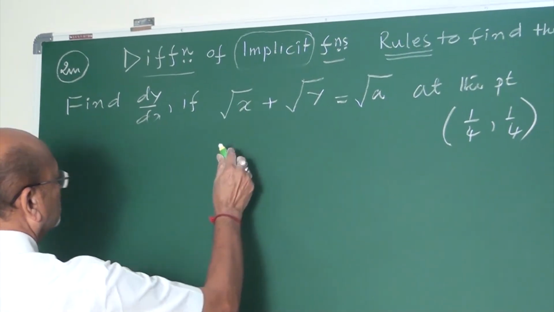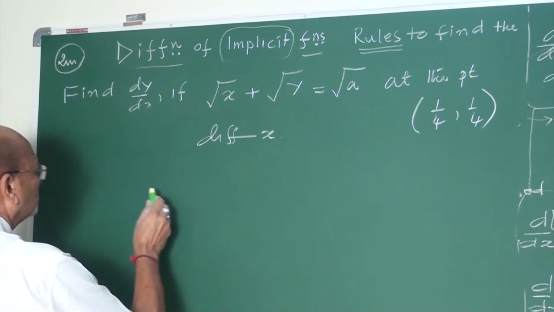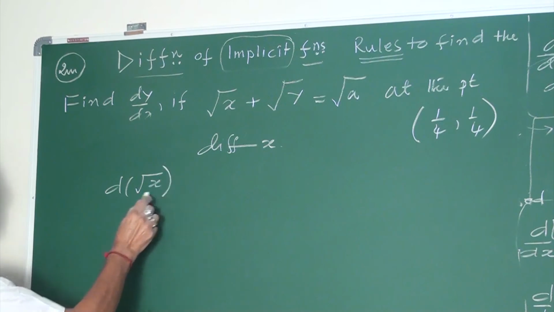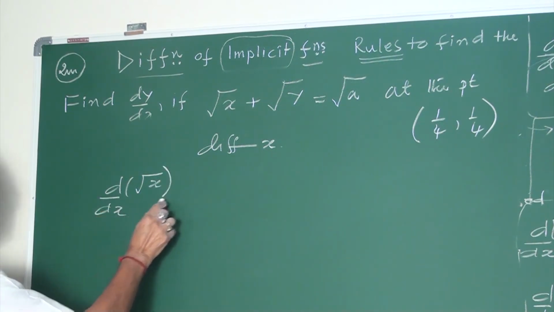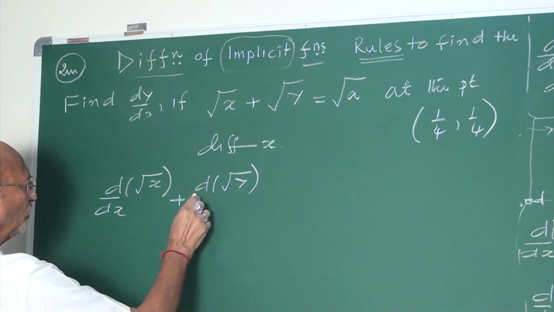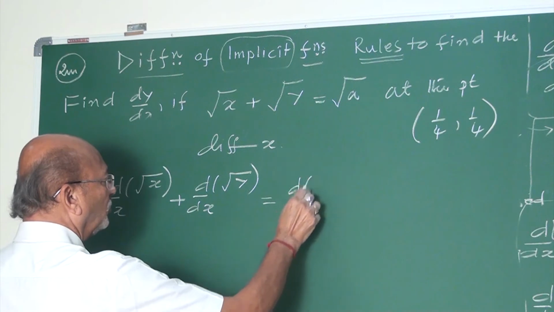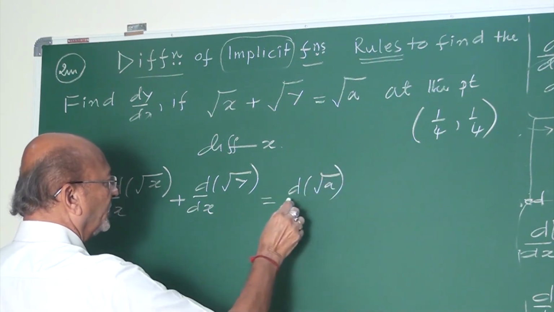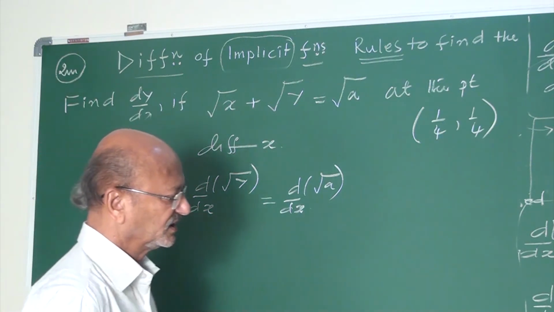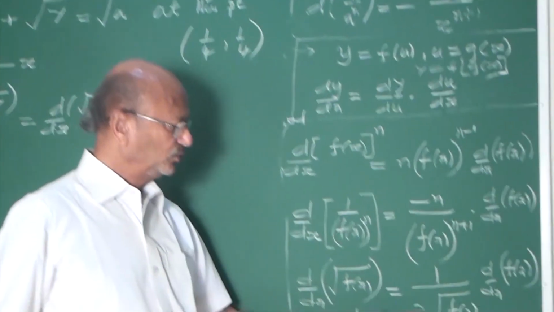Yes, my friends, differentiate this with respect to x. Derivative of root x with respect to x plus derivative of root y with respect to x equals derivative of root a with respect to x. Yes, my friend, the general formula is there. What is the derivative of root x? 1 by 2 root x.